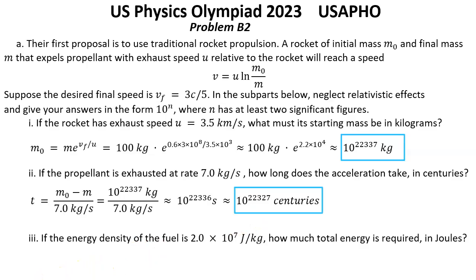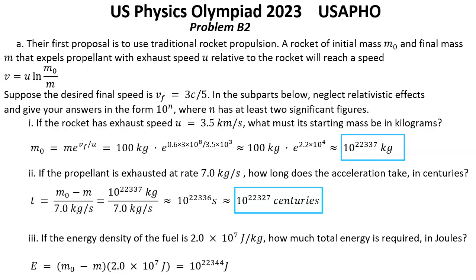That was the answer for question 2. Question 3. If the energy density of the fuel is 2.0 × 10^7 joules per kilogram, how much total energy is required in joules? Solution. Here we can use the equation: mass difference multiplied by the energy density of the fuel, which finally gives us 10^22,344 joules. That's the answer for question 3. So we finished with part A.